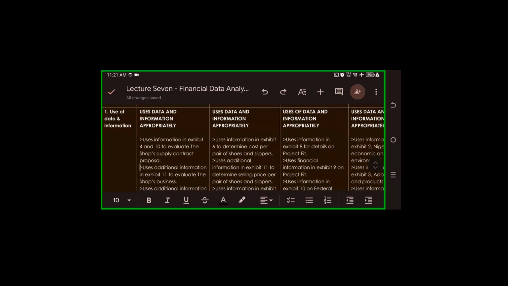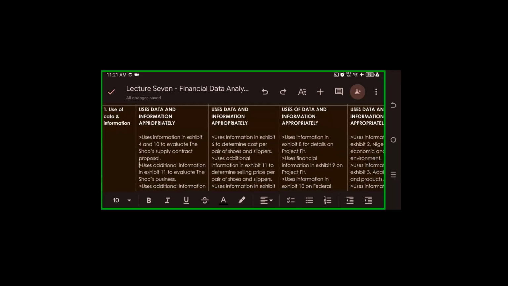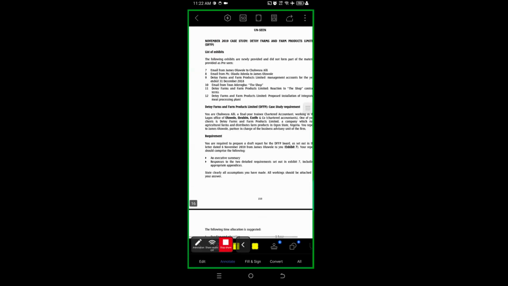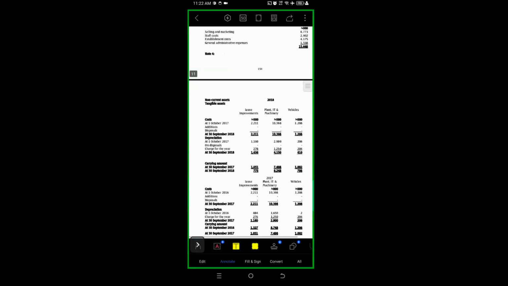Now you can see they say use this information in exhibit 4 and 10 to evaluate the shop supply contract proposal. So we are going to use reasonable information from exhibits 4 and 10 to talk about the contract supply and the meat processing plant. So let's go and see exhibit 4 and 10. I will open them to see very reasonable information we can pick from exhibit 4.